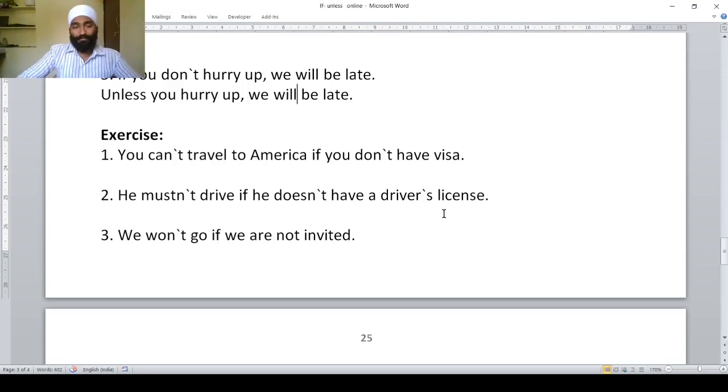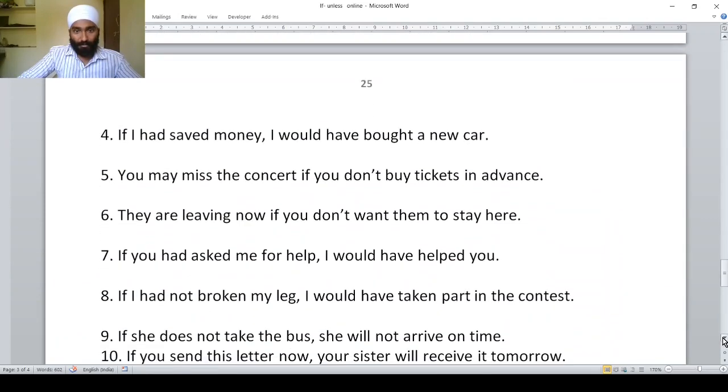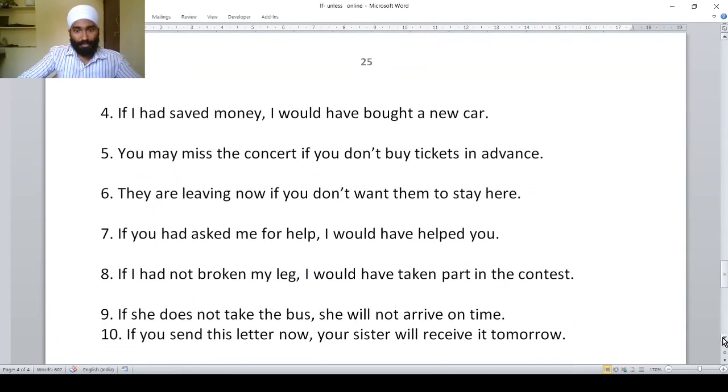On the screen, I am giving you some sentences for exercise. Copy them in your notebook. Try to solve them, and if you have any doubt, you can ask me. Pause the video, copy the sentences and solve them properly.